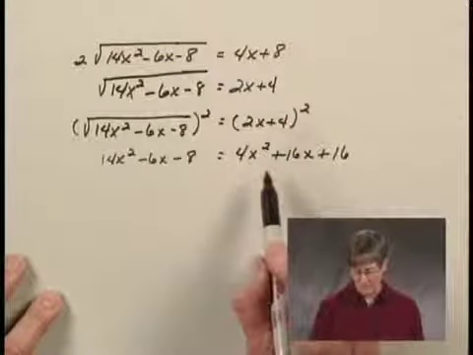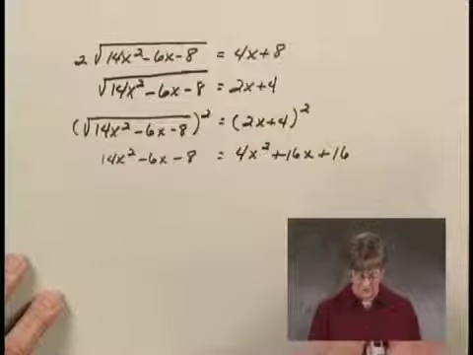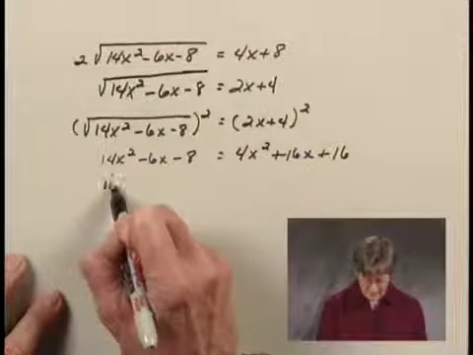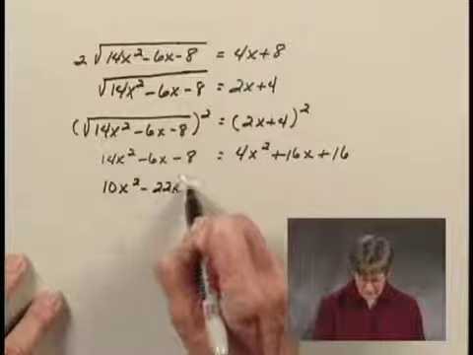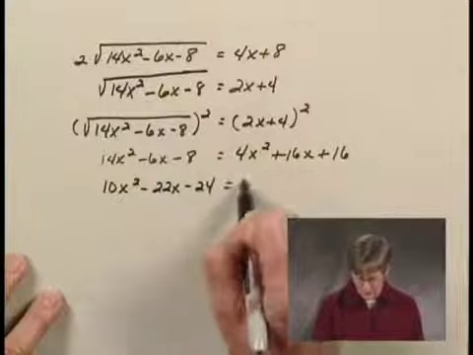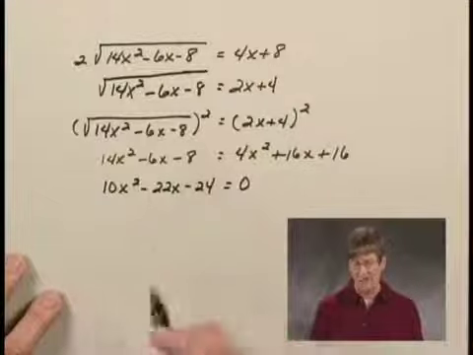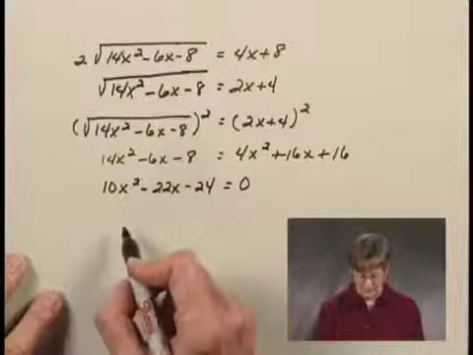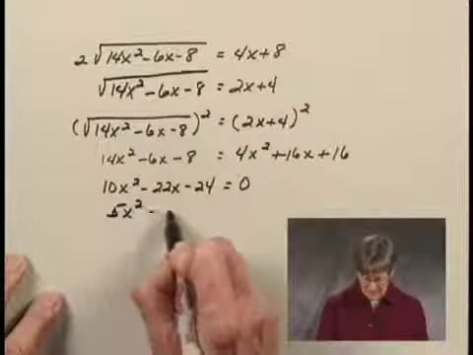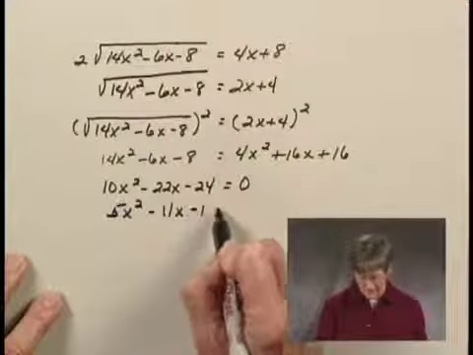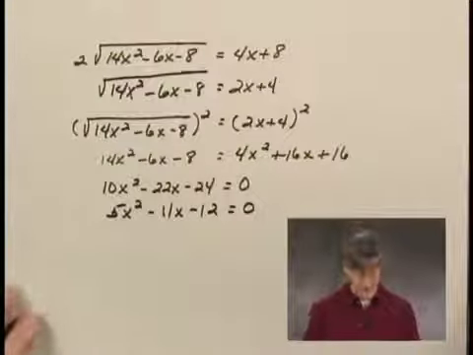And that means I'm going to subtract 4x squared and 16x and 16 on both sides of the equation. And when I do that, I get 10x squared minus 22x minus 24, and that's equal to 0. Now again, I see that I've got a factor of 2 in each of these terms. Dividing each term by 2, I have 5x squared minus 11x minus 12, and that's equal to 0. And now we're ready to factor.